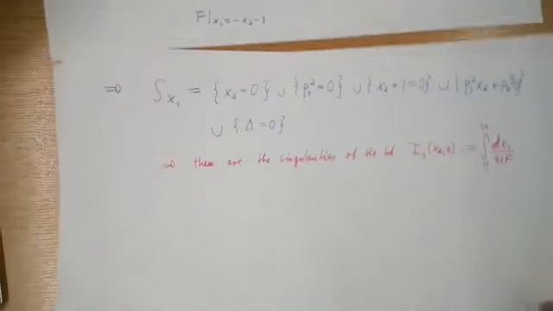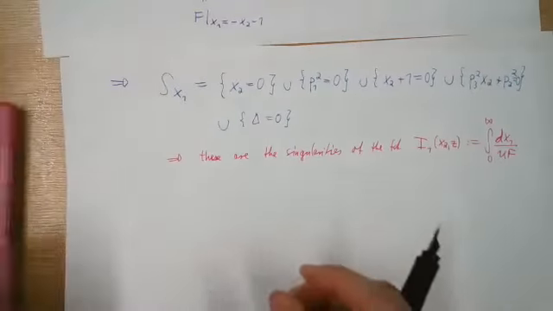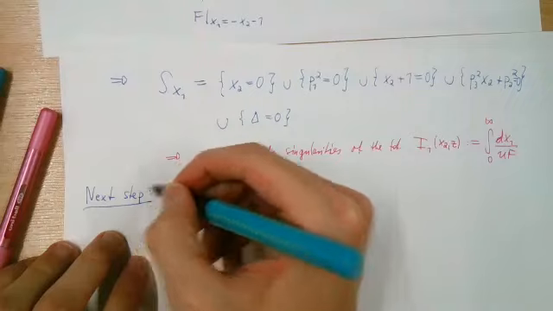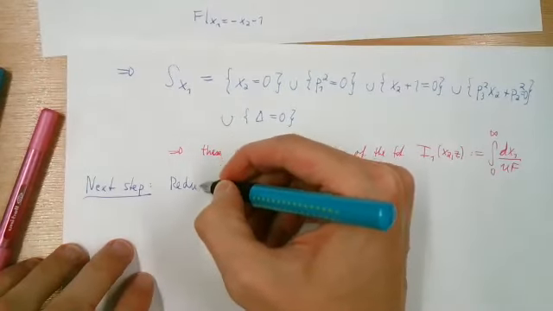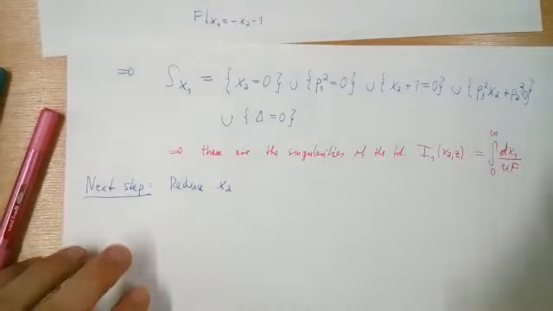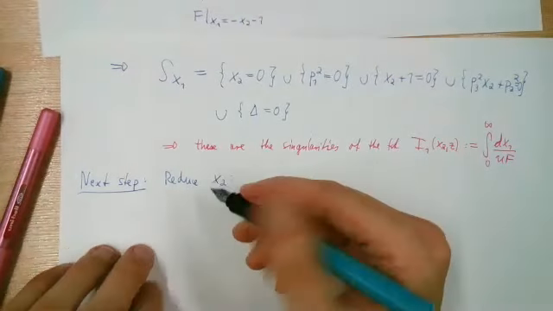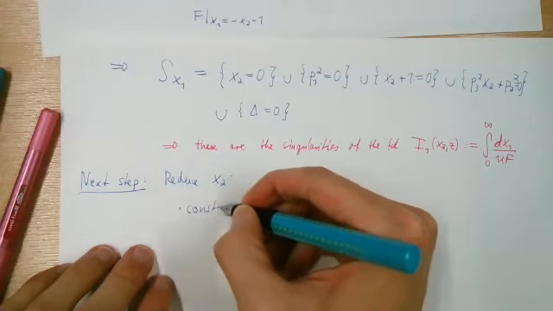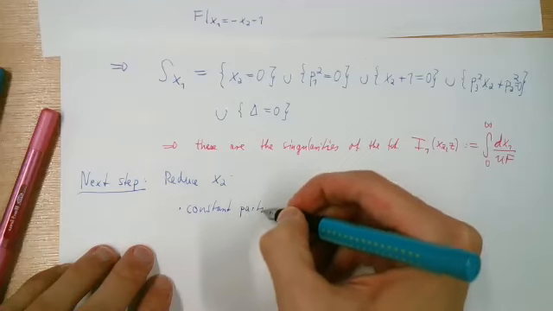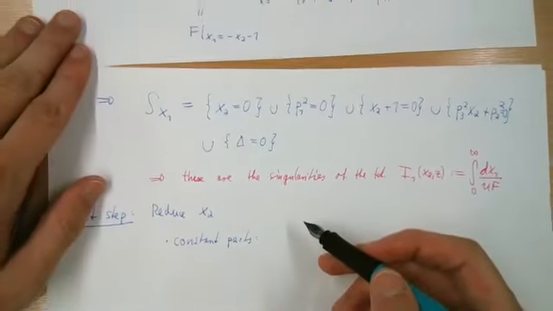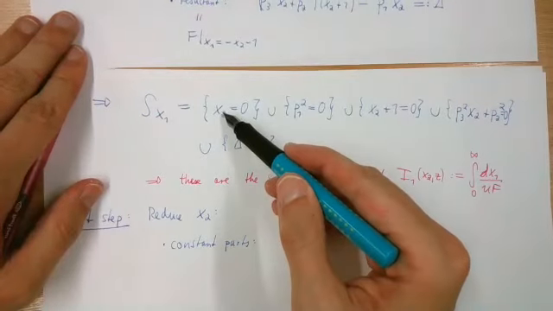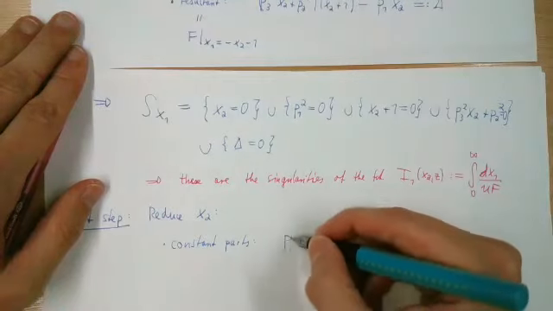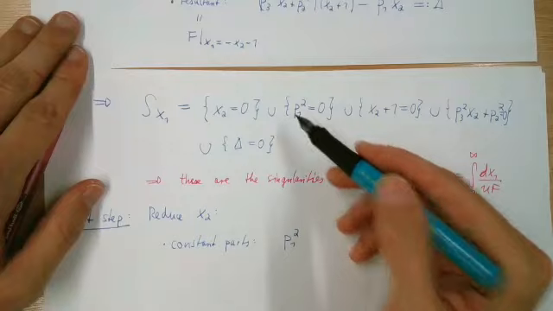Okay, now we're almost done. We only have to do one more step. Next step: reduce x2, and we use the same rules. So we look for constant parts. What happens when you set x2 to 0? This polynomial has no constant part, so there's nothing from here. We still have p1 squared, that's the constant part of this polynomial.